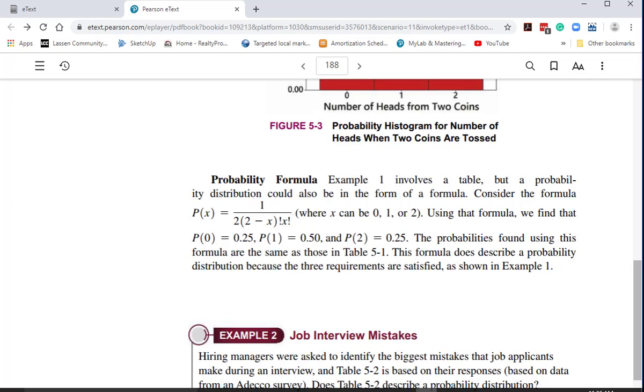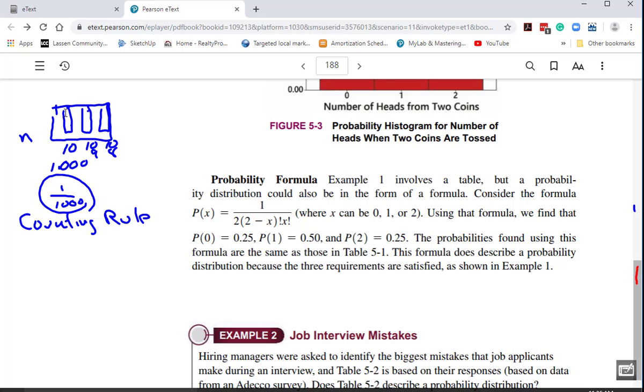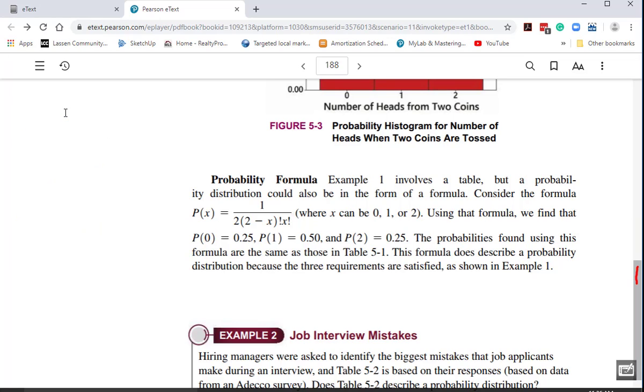So the probability formula in example 1 involves a table. So let's look at this here. It's a little bit of a leap. Do any of you know this symbol? I know you know that one. Are you familiar with this? This is like an exclamation point. Mathematically, it doesn't mean that you have a very loud X. Does anybody know mathematically what that means?